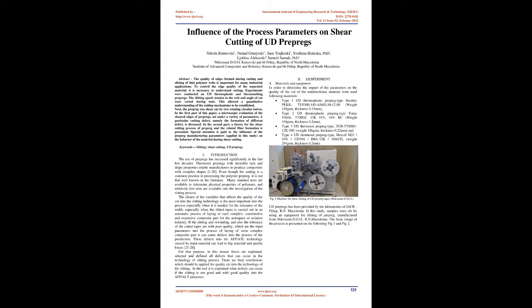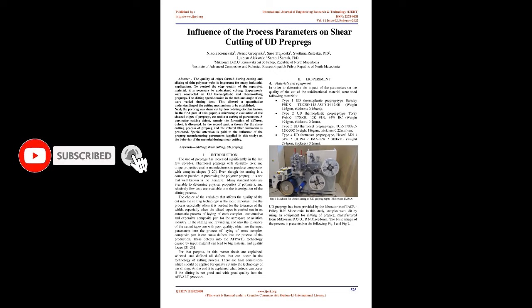In the first part of this paper, a microscopic evaluation of the sheared edges of prepregs, cut under a variety of parameters, is presented. A particular cutting defect is discussed. In the second part, a theory for the shear cutting process of prepreg and the related fiber formation is presented. Special attention is paid to the influence of the prepreg manufacturing parameters, applied in this study, on the behavior of the material during shear cutting. Keywords: slitting, shear cutting, UD prepreg.